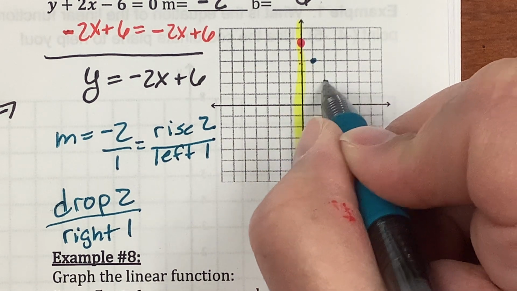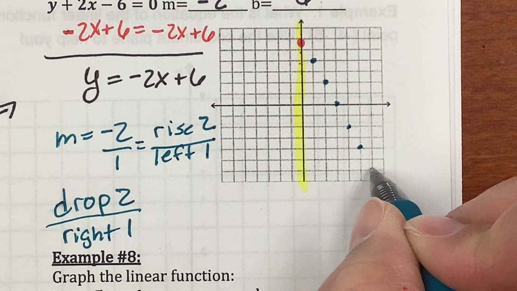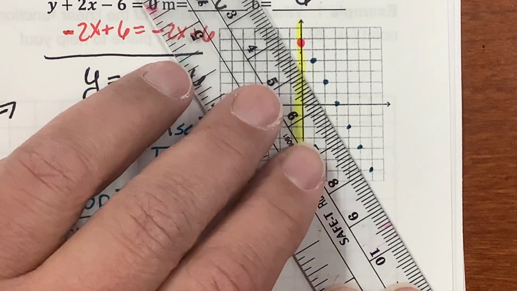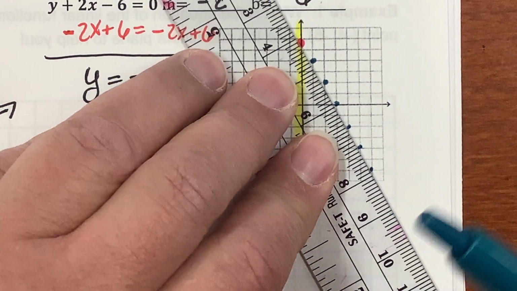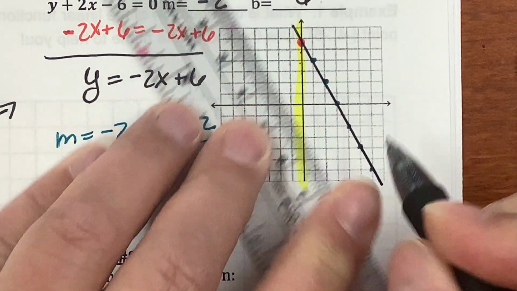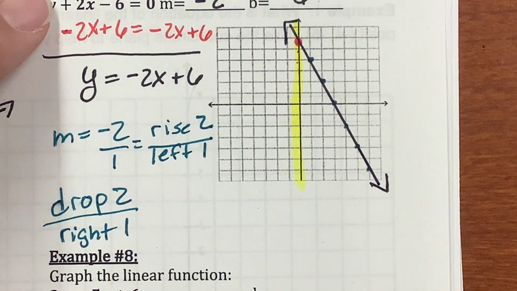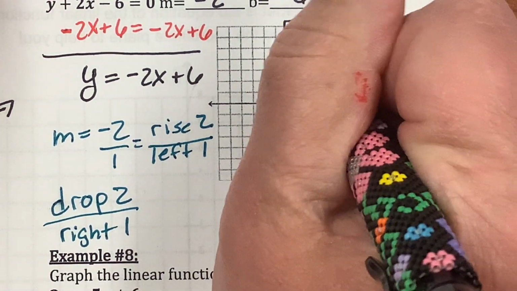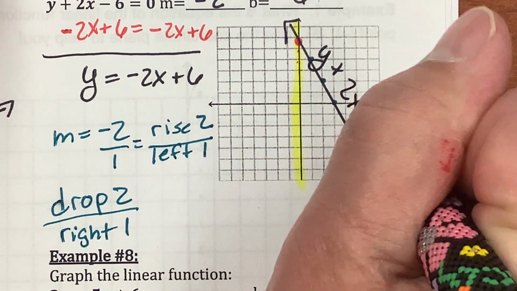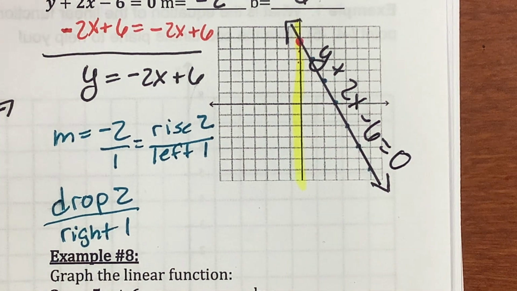So I'm going to drop 2, right 1. Drop 2, right 1. All the way across here. And then play connect the dots. And write the original equation, y plus 2x minus 6 equals 0 on the line. All right.